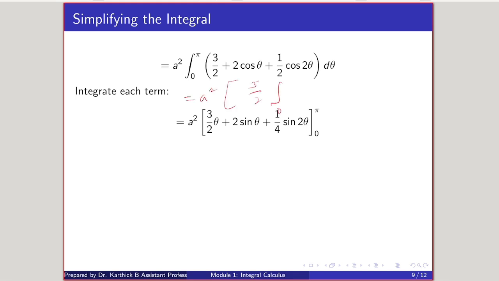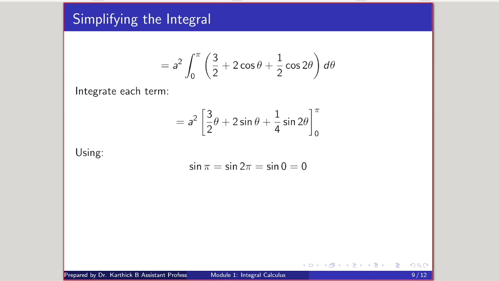a square integral 0 to pi d theta plus 2 into integral 0 to pi cos theta d theta plus 1 by 2 integral 0 to pi cos 2 theta d theta. Then integration of d theta with respect to theta, then I will get 3 by 2 theta. So then here integration of cos will be sine, integration of cos 2 theta will be sine 2 theta by 2.